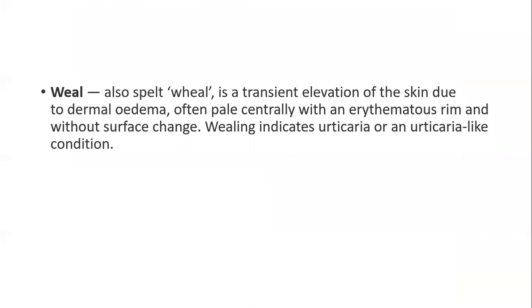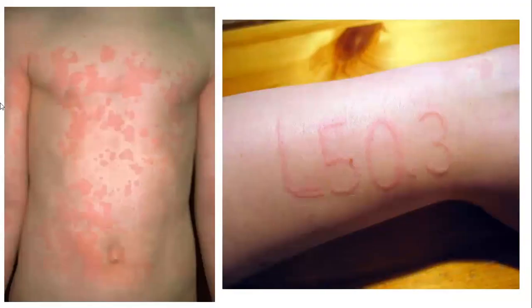Wheal, which is also spelled W-H-E-A-L, is a transient elevation of skin due to dermal edema. Often it's pale centrally with an erythematous rim without any surface change because it is only due to dermal edema. So it's seen in urticaria or urticaria-like lesions. So you can see these urticarial wheals. This is dermographism. These are all transitory. They subside within a few hours.